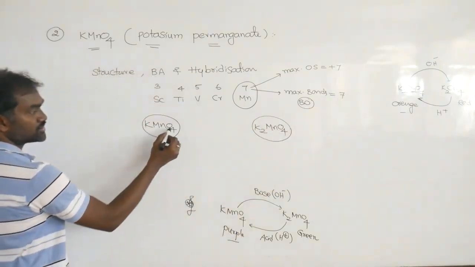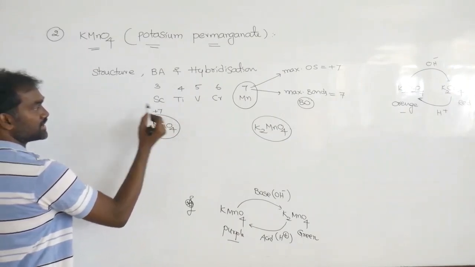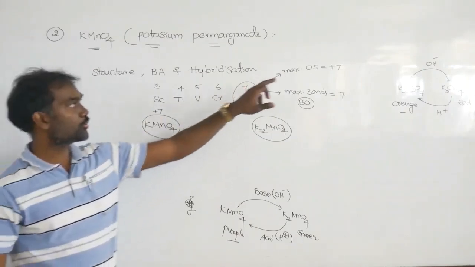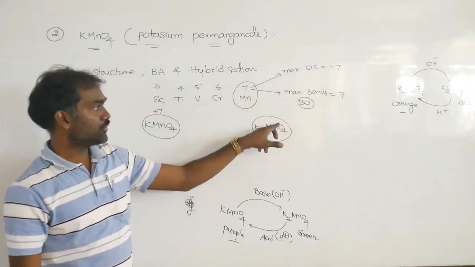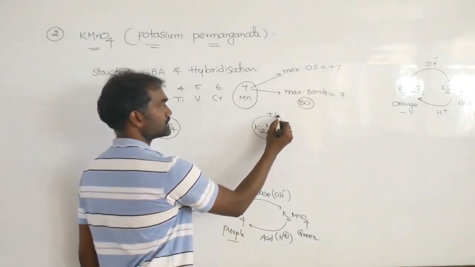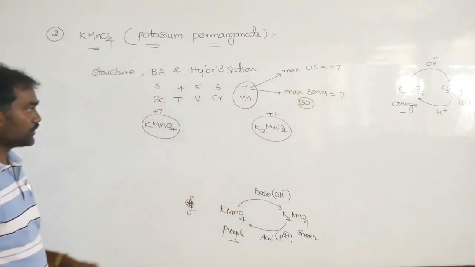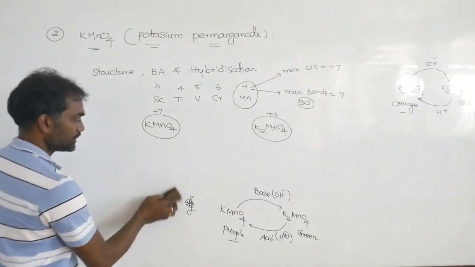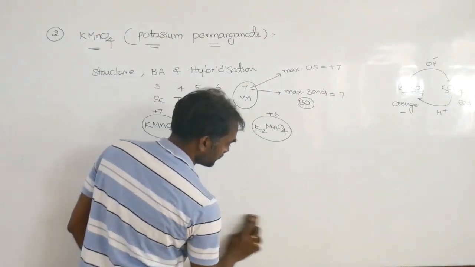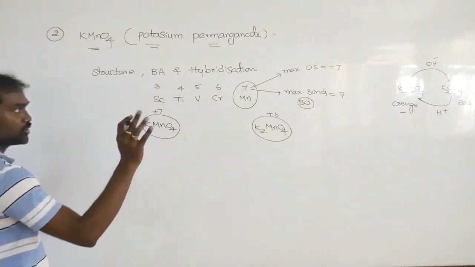See here, 4 2s are 8. So one positive is gone. So this oxidation state is +7. So no problem. Next, 4 2s are 8, the 2 gone. So this manganese is +6. Less than 7, yes, no problem. So now you see the structures. Maximum bonds will be 7. If you write more than 7, that is wrong. Less than 7, no problem.